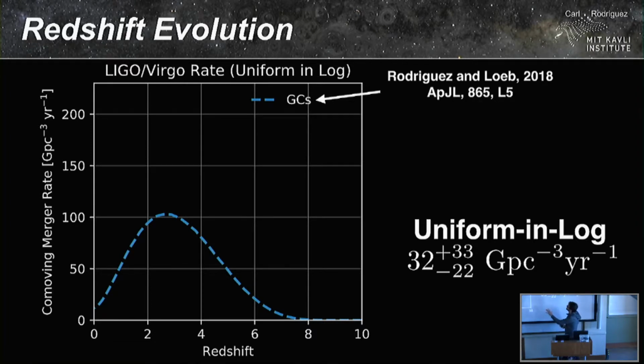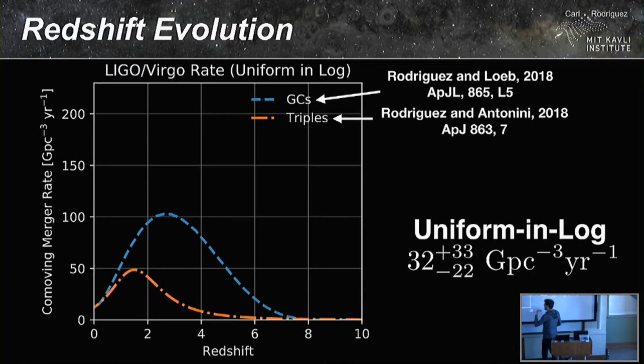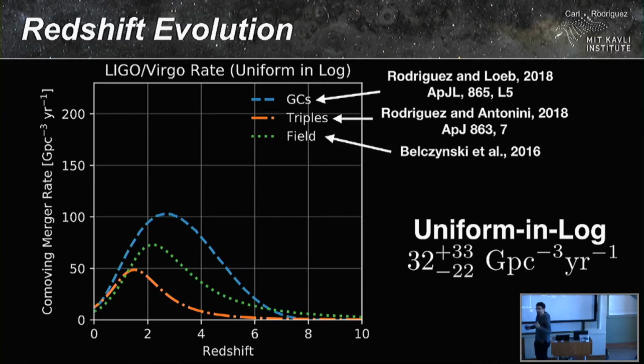So this is the co-moving merger rate from globular clusters, taken from the paper with Avi. You can also compare this to the distribution you might expect for triple black holes, where the Kozai mechanism actually drives black holes to merger. And you can compare this to the isolated binary evolution, the common envelope evolution in galactic fields. And for each one of these, you get overlapping but distinct peaks in the binary black hole merger rate at different redshifts, which of course makes sense.